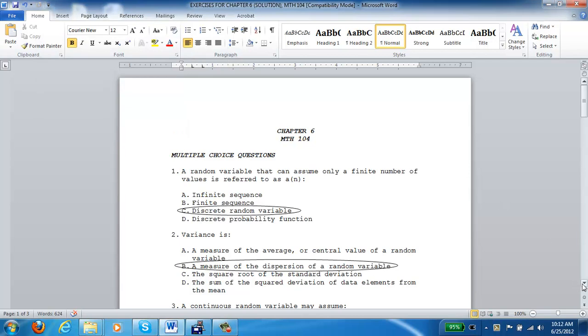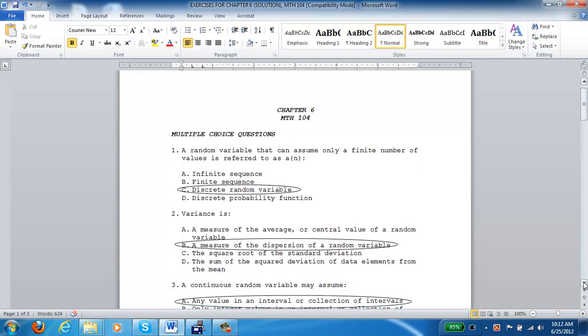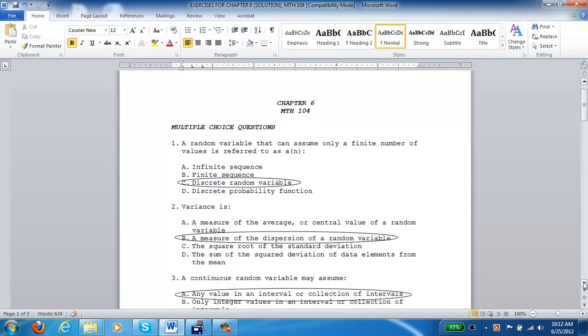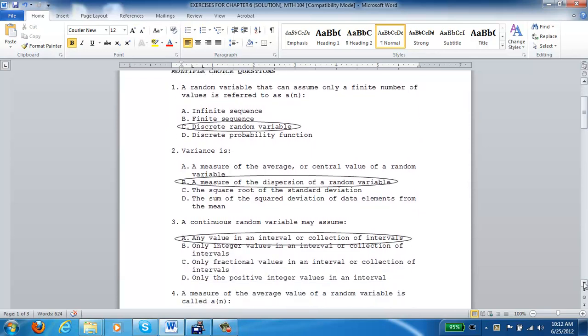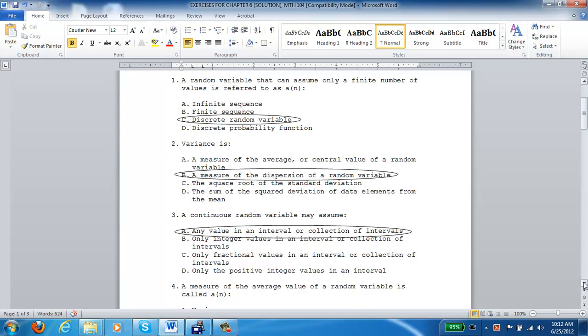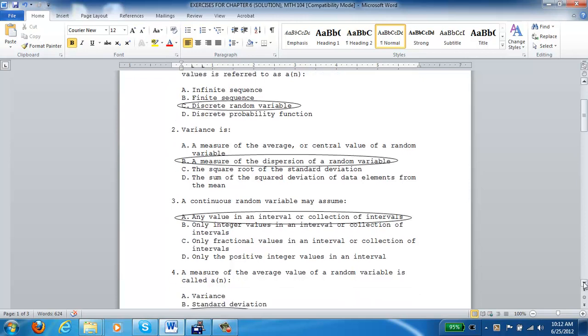We will go through the exercises for chapter 6, multiple choice 1. This is the definition of the discrete random variable, so the correct one is C. Number 2, variance is a measure of the dispersion of a random variable, so the correct one is B. Number 3, a continuous random variable may take any value in an interval or collection of intervals, A.